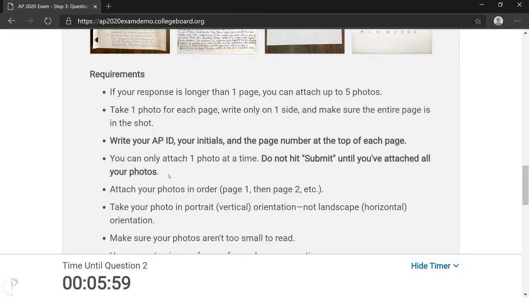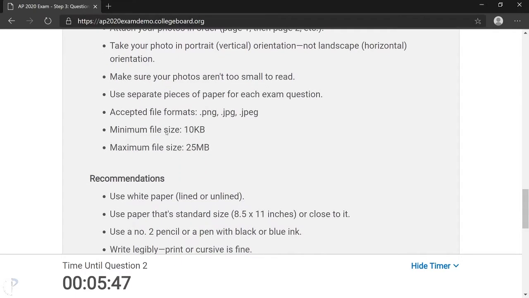Honestly, that's way too much work. I would just try to do everything on Microsoft Word and copy paste it. So you don't want to prematurely submit when you just uploaded one. Technically, they can do PNG, JPEG, JPG, minimum file size 10, maximum file size 25. Now, some of you might have like a 1,000 megapixel camera, so your file size is maybe way too big. You might have to change the setting. Isn't the new Samsung phone like 100 megapixels? Yeah, I think the new Samsung is literally 100 megapixels.